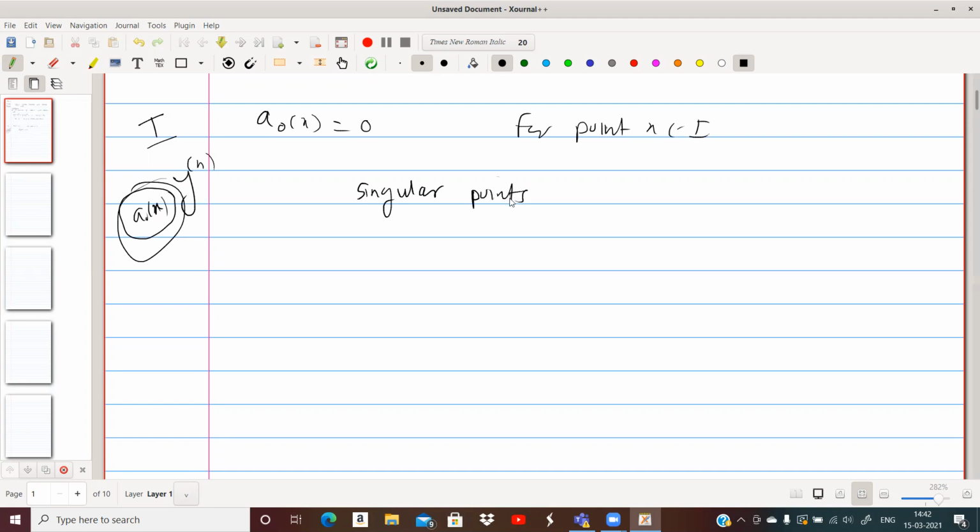When you write the differential equations with variable coefficients, the highest order coefficient function, that is a0(x), becomes 0 at some point from the interval I. Those points at which the coefficient a0(x) becomes 0 are called singular points. For example, suppose I take (x minus 1) y double dash plus x y dash plus y equal to sin x, and you are defining this on the interval 0, 2.